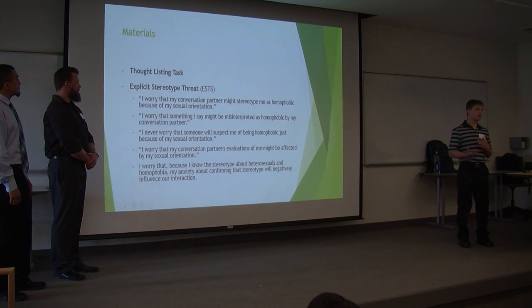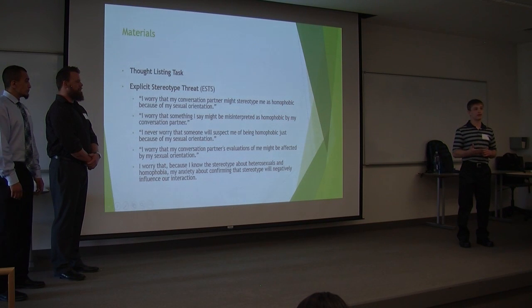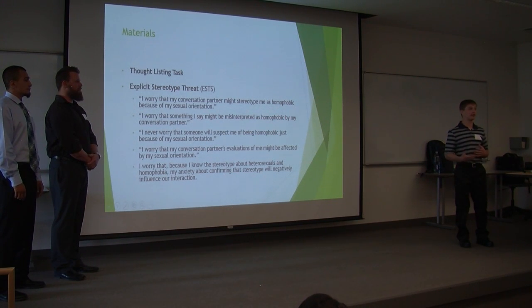During the course of the study, we provided 2 materials to the participants. One was the thought listing task. The thought listing task was an assignment where participants had about 5 minutes to write down any thoughts, feelings, or emotions they were currently experiencing at that time. Moreover, we also provided the Explicit Stereotype Threat Scale, or ESTS. The ESTS is an assignment where participants would answer 7 questions on a Likert scale of 1 to 7, and would answer such questions as, I worry that my conversation partner will stereotype me as homophobic because of my sexual orientation.